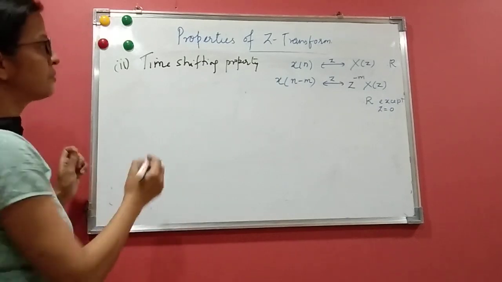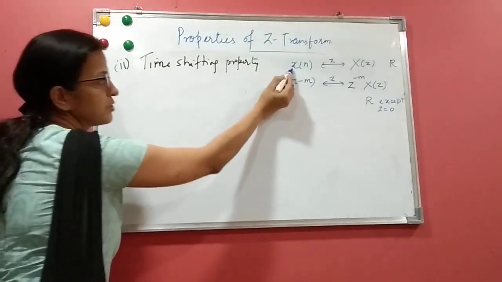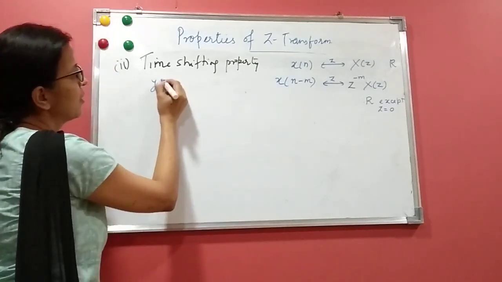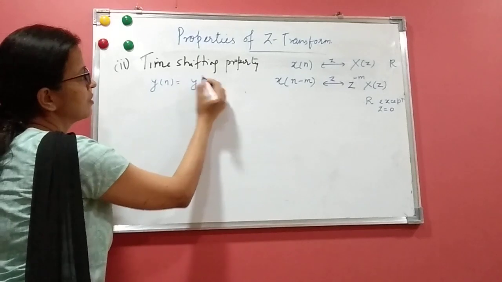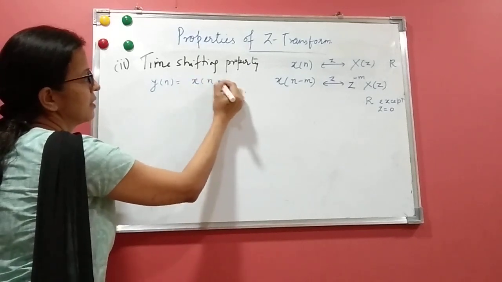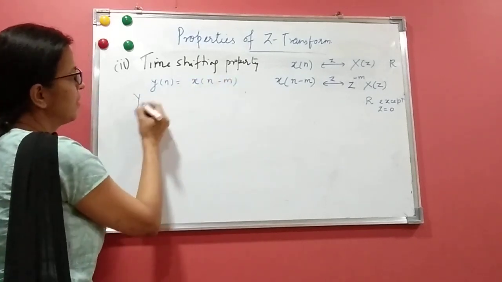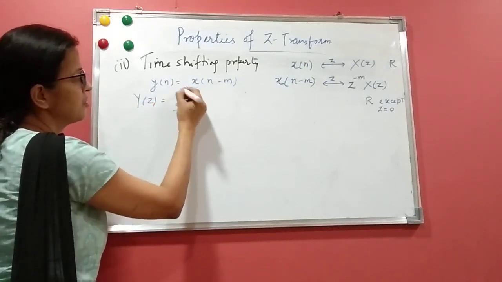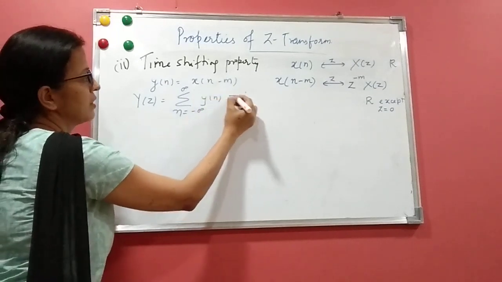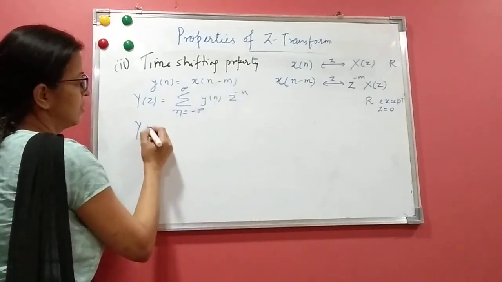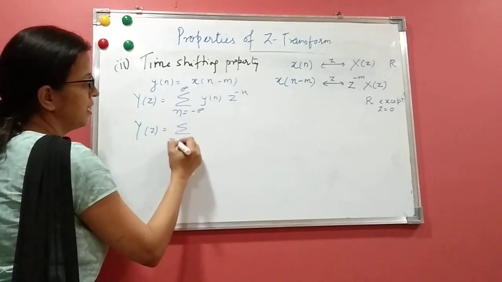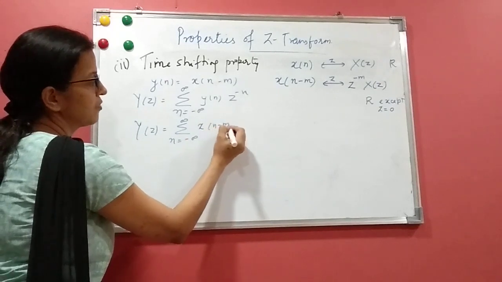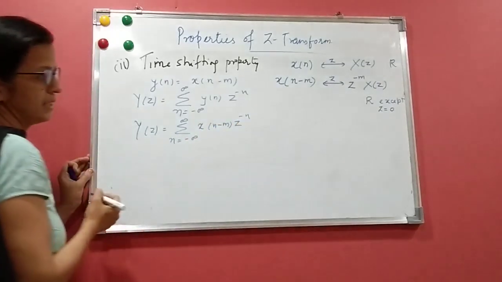Okay, let us prove this property. We know that x of n has the transform x of z. We have to find the Z transform of x of n minus m. Let us take y of n equals x of n minus m. Now find y of z. Y of z will be summation n equals minus infinity to infinity y of n z raised to minus n, where y of n is x of n minus m.